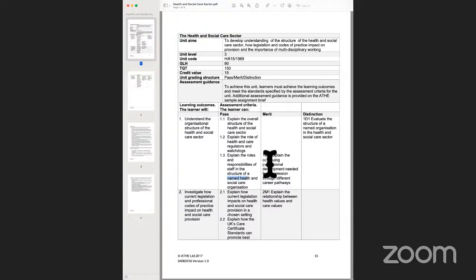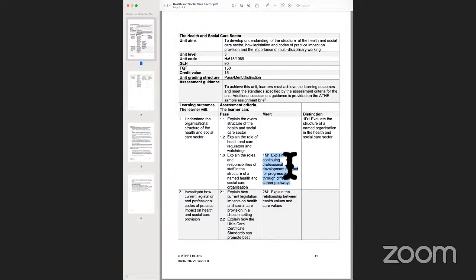Now, the merit and distinction criteria look into understanding why career professional development is an integral part of the health and social care sector. Why do we need training and development? Why do we need a structured plan to develop our skills and knowledge and keep them up to date when working and providing services within the sector?